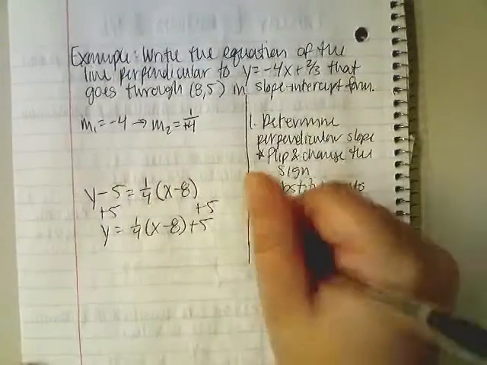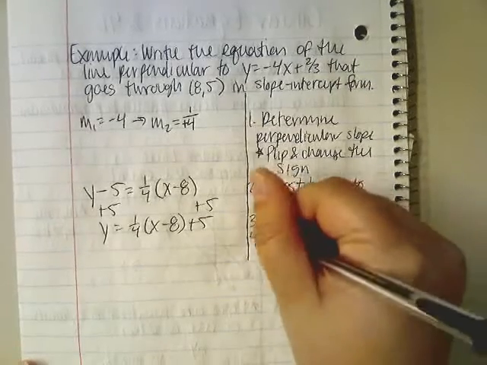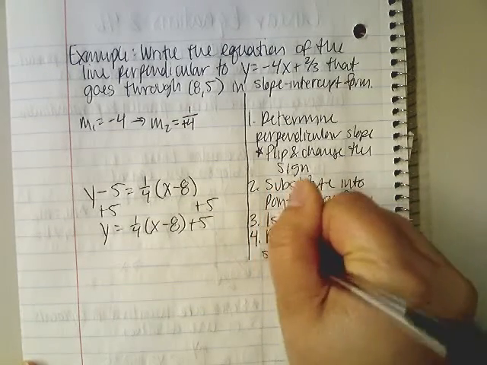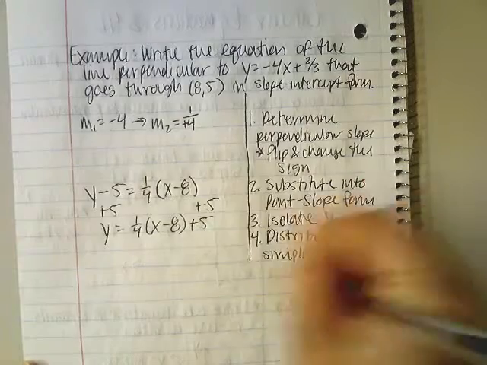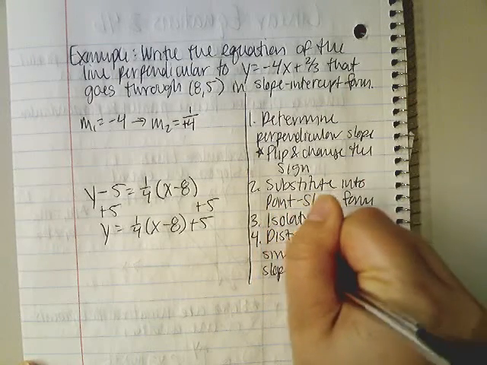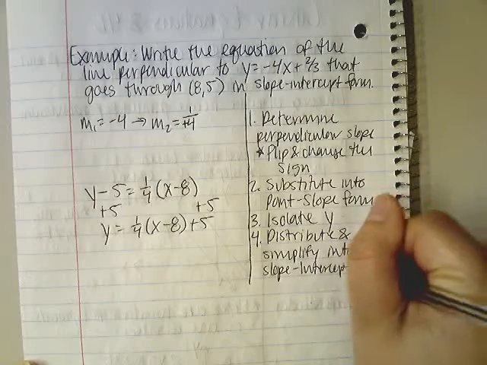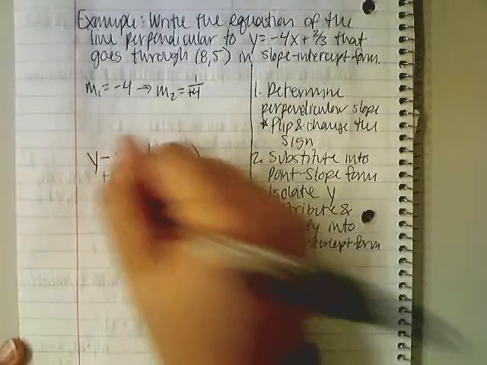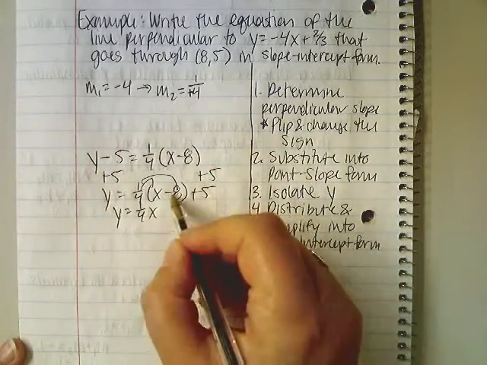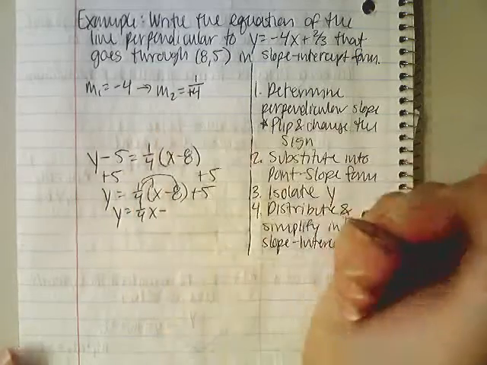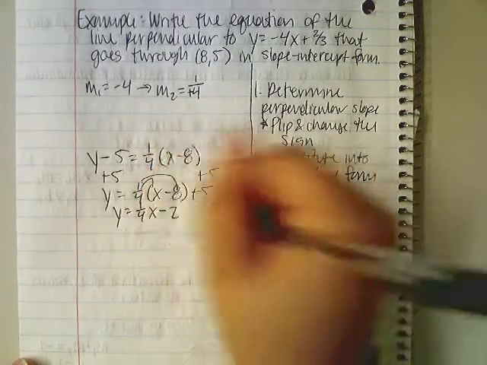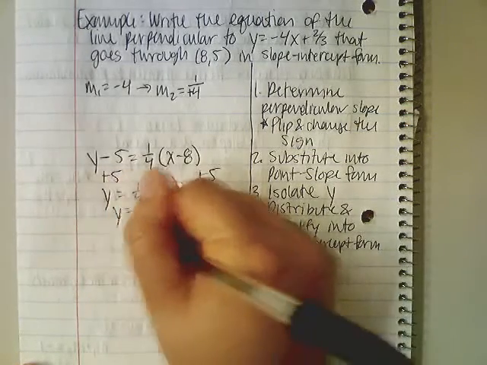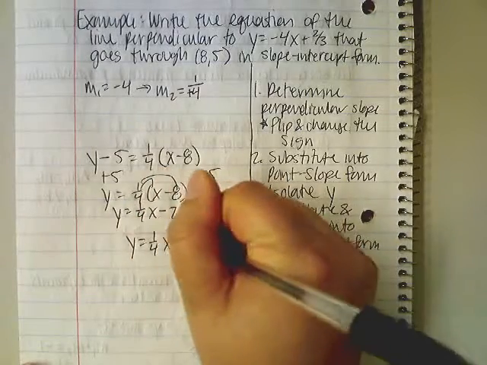But then I also want to write in slope-intercept form, so I need to distribute and simplify into slope-intercept form. So I'm going to distribute my 1/4, and I get y equals 1 over 4x minus 1/4 times 8, or -8, is going to be 8 divided by 4, which is 2, or -2, plus 5. And then I'm going to simplify, and I get y equals 1/4 x plus 3.